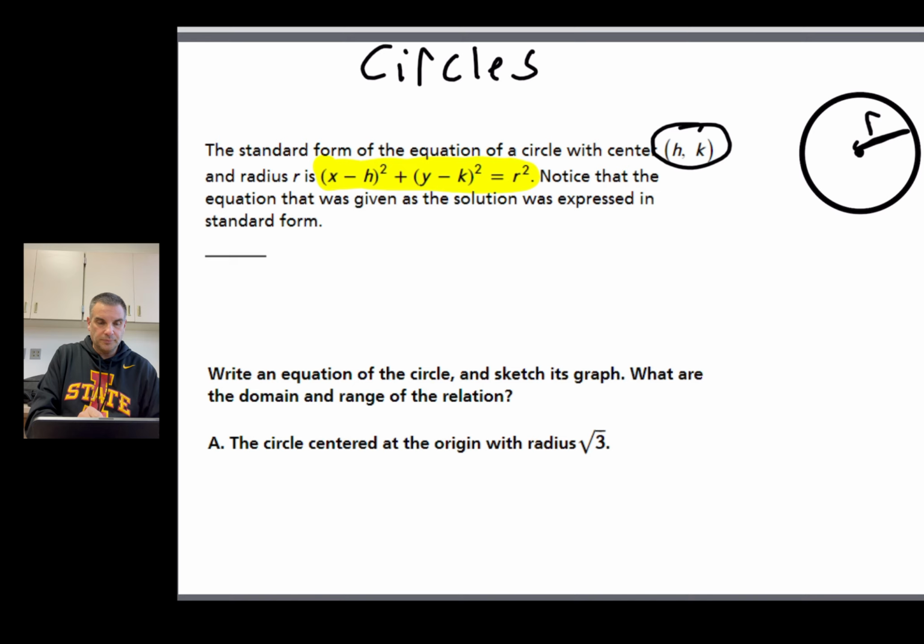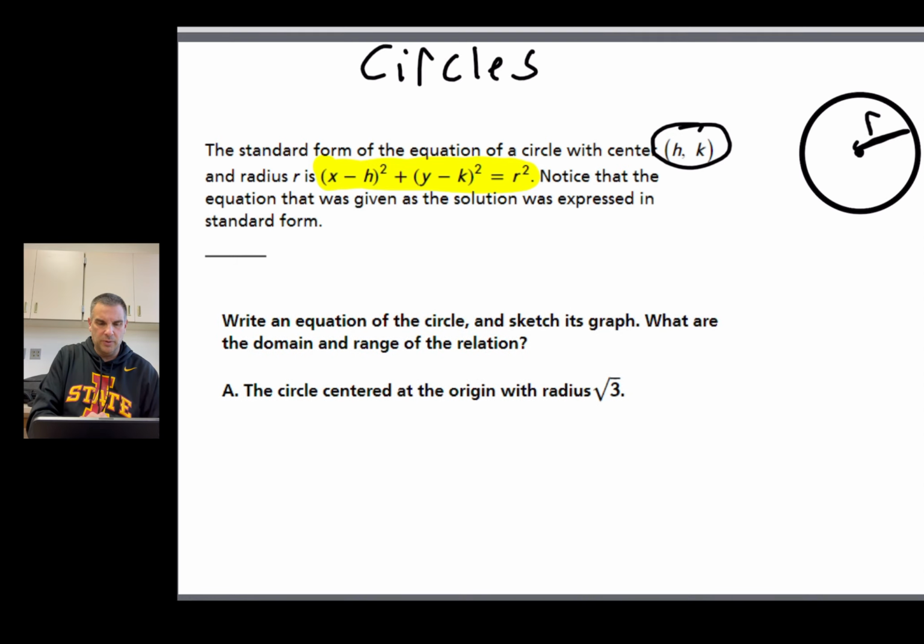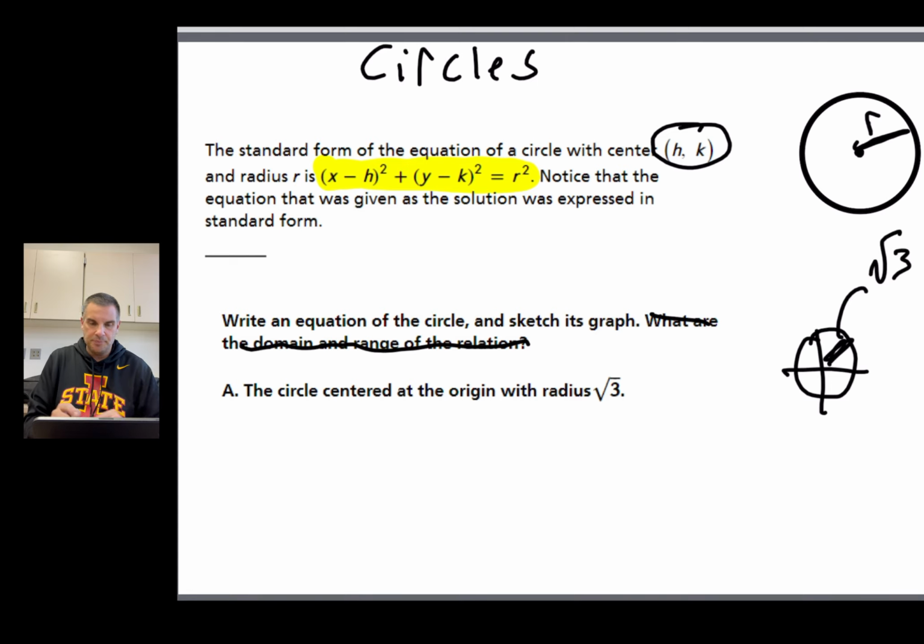The first one says, write an equation of a circle and sketch its graph. What are the domain and the range of the relation? That part we won't worry about too much. We're just going to work on writing the equation of the circle. It says a circle centered at the origin with radius of radical 3. So we've got this circle sitting here with a radius that's radical 3. We have to write the equation.